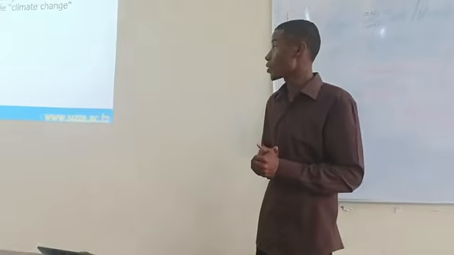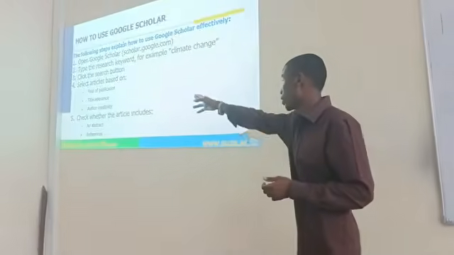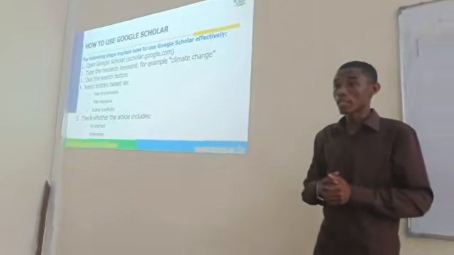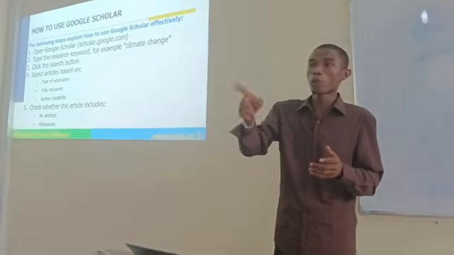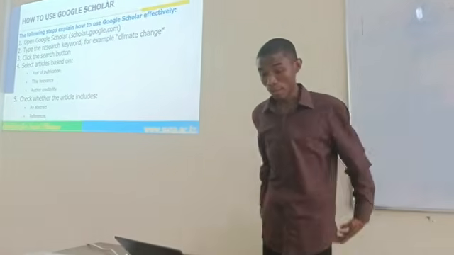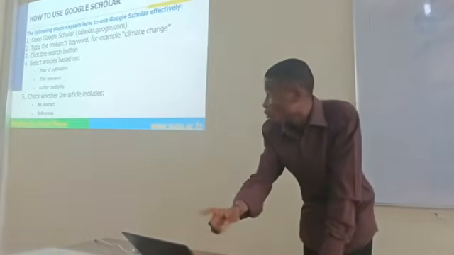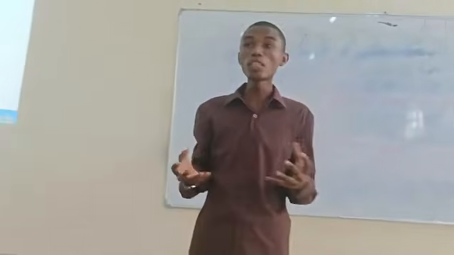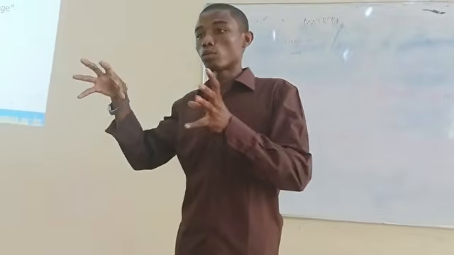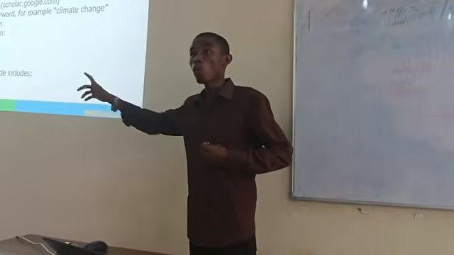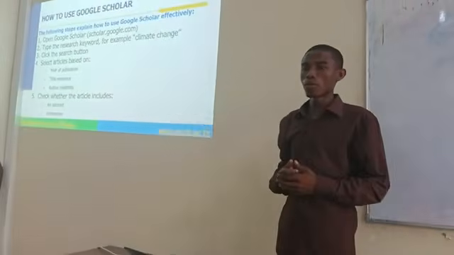In selecting an article, we are going to look first at the year of publication. Is it updated or expired? Then we look at the title relevance: is it related to our research, our topic, or our lecture? And the author, our credibility. Who is the author of this?